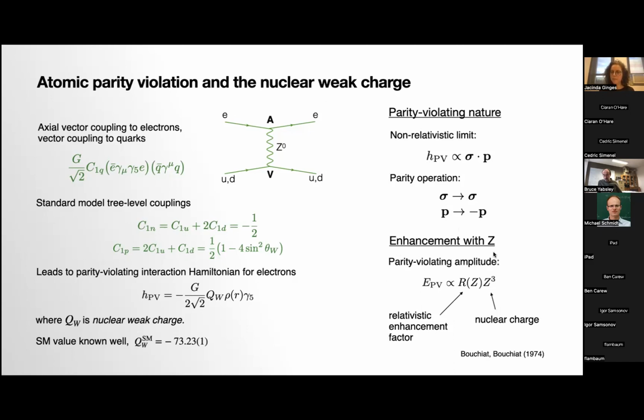So as well as this, the amplitude, which I'm yet to still describe properly, is proportional to Z cubed, the nuclear charge. So, it's much more preferable to be studying systems, heavy atoms, where these effects are enhanced.